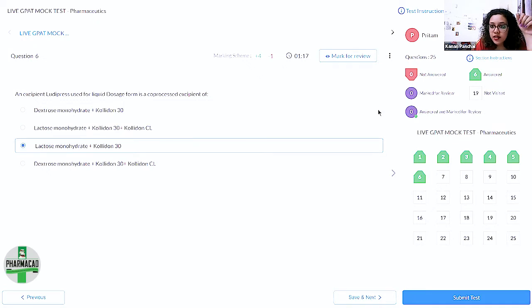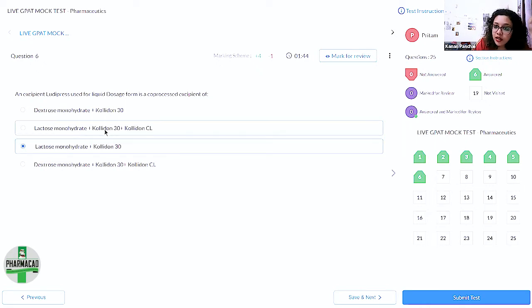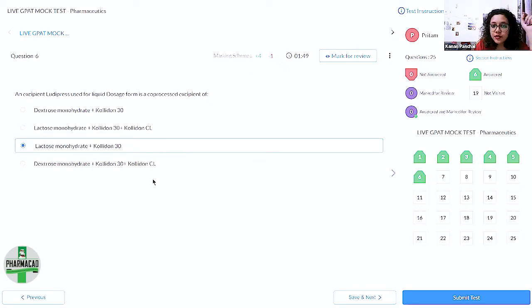Are you all making note of this? Yes, ma'am. So here we just have Ludipress. So Ludipress में there's just lactose monohydrate and Kollidon. और इसका percentage क्या है? This is 96.5 lactose monohydrate and Kollidon 30 is 3.5. And Ludipress LCE अगर है, then lactose monohydrate is 93%, Kollidon 30 and Kollidon CL are 3.5% each.